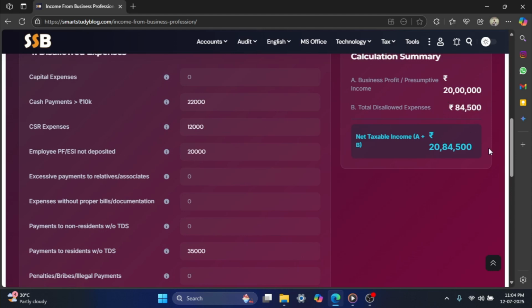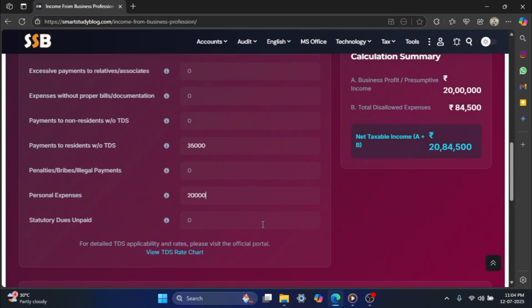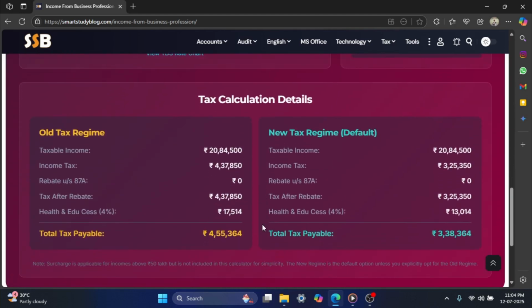Okay, clear outputs. And then comes the magic part, right? The comparison. Exactly. Here's where it truly shines. It doesn't just calculate your tax one way, it calculates it under both the old tax regime and the new tax regime side by side. Ah, okay, that's super helpful. Yeah, it breaks down everything.